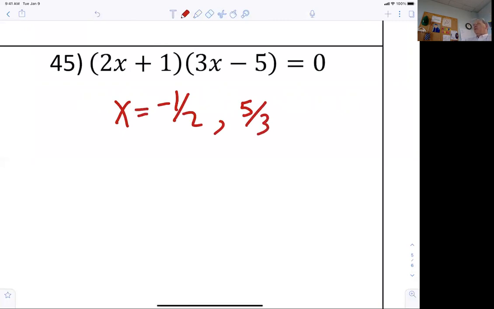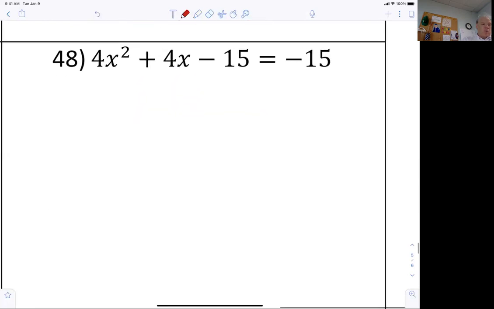All right, again, for some strange reason, when kids see this, they think they're supposed to multiply. You're not supposed to multiply if it's equal to 0. It's already factored for you. Your objective is to factor, then set the factors equal to 0. All right, here we go.